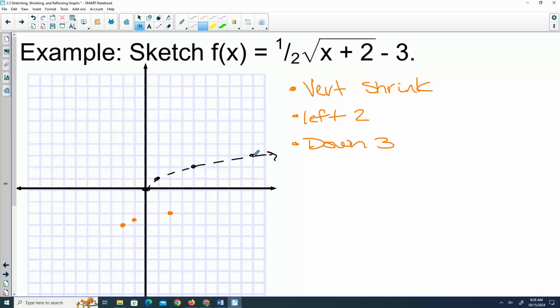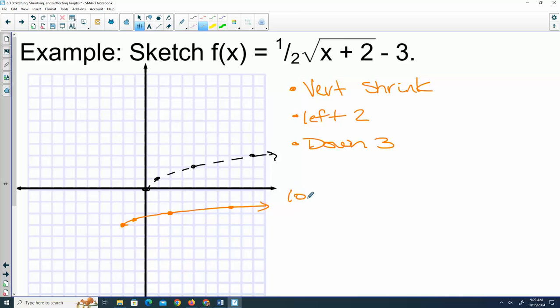If you had 9, 3, your y value is 3 times a half, will be 3 halves, or 1 1/2. Left 2, down 3. So we get the same shape, it's just a little flatter.